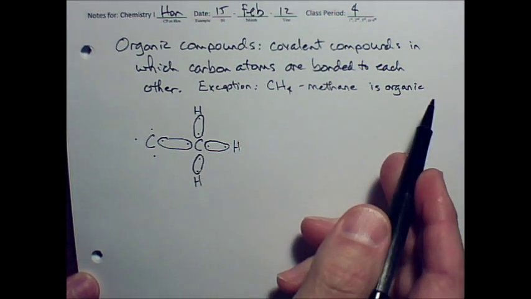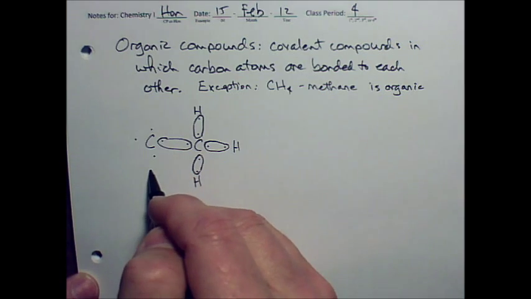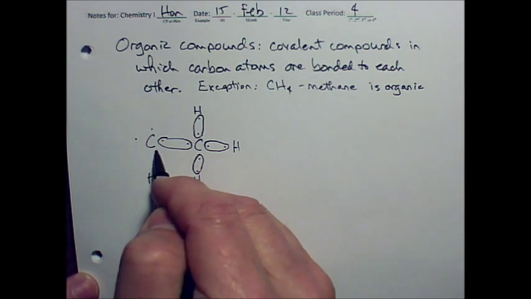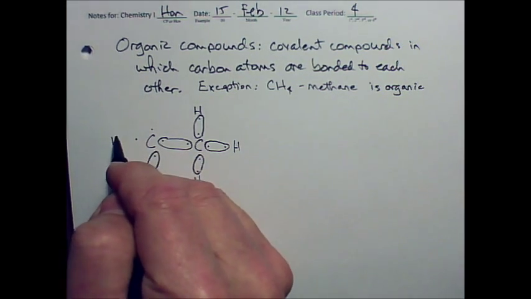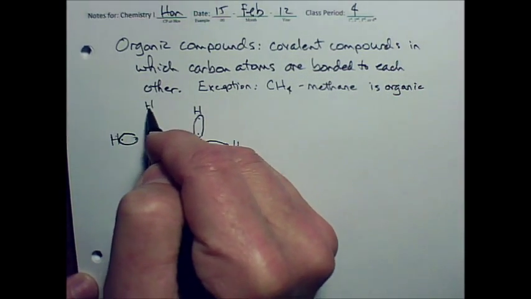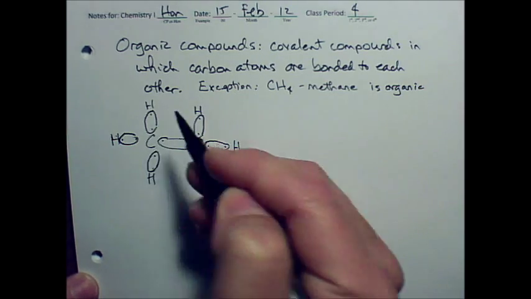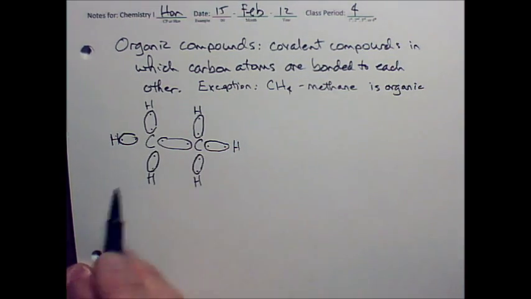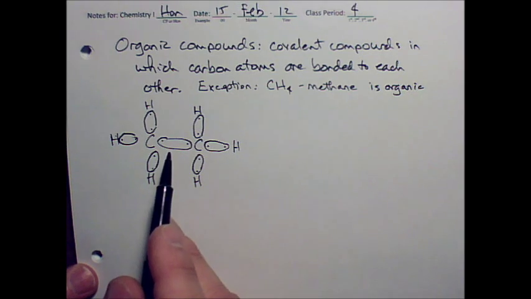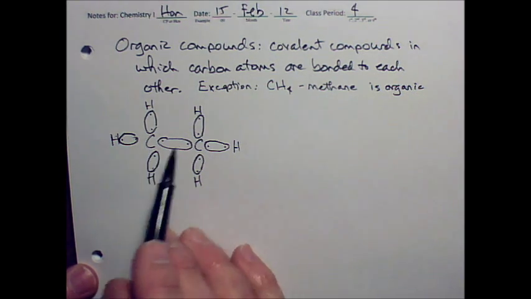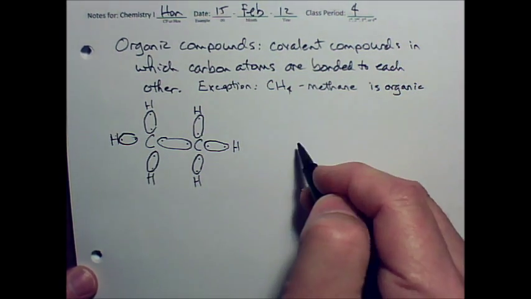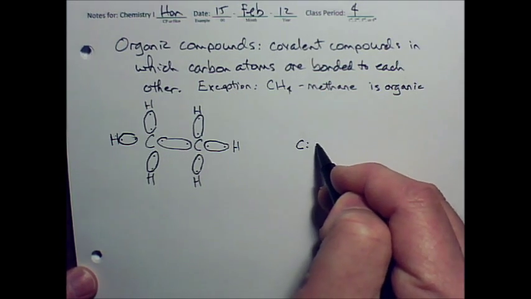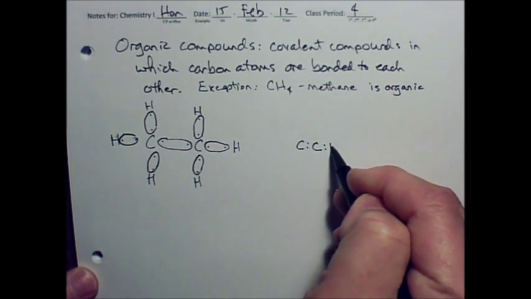One of the reasons why we have methane in the organic category is that generally hydrocarbons are all considered organic. If we left methane out of it, then it would be kind of an exception to the exception again. So we have problems. All right. So here, between the carbons, the critical thing is there's two carbons that are sharing electrons. It's covalent.